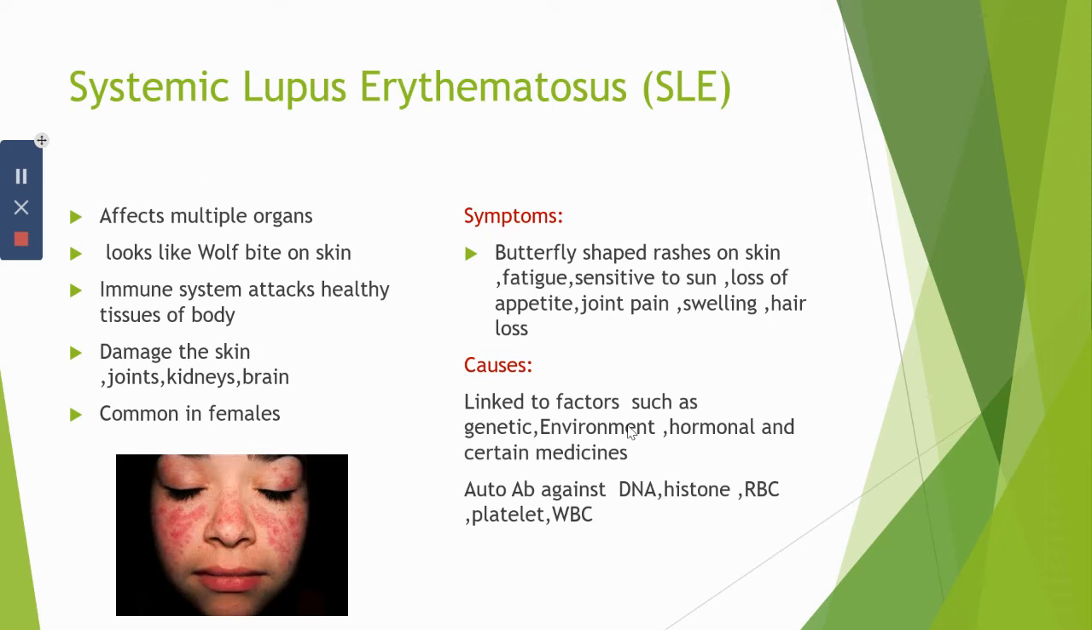The butterfly-shaped rashes on the skin, fatigue, sensitivity to sunlight, loss of appetite, joint pain and swelling, and hair loss are the common symptoms. The cause of systemic lupus erythematosus is not known. Some factors include genetic factors, environmental factors, hormonal factors, and certain medications can also trigger this disease.